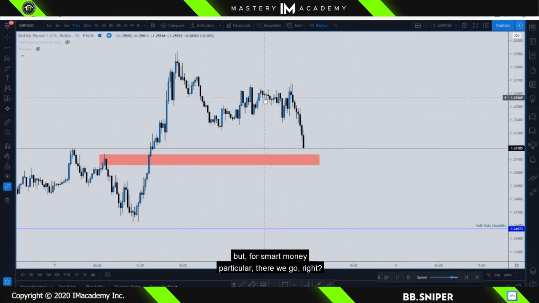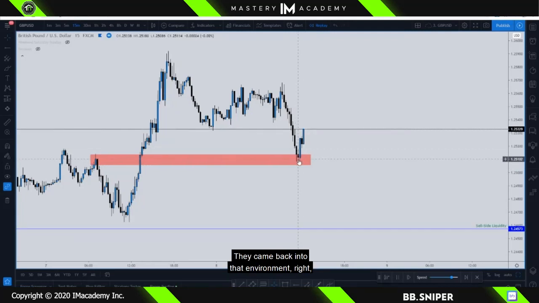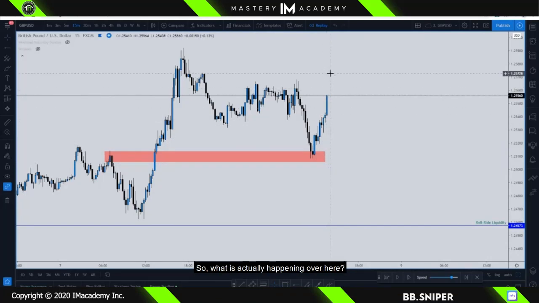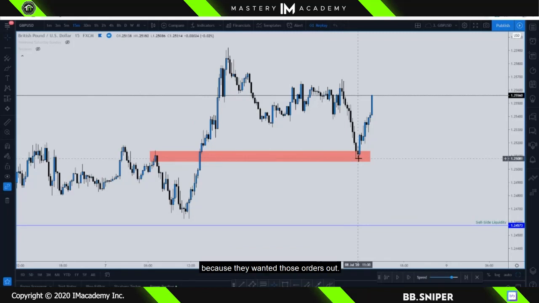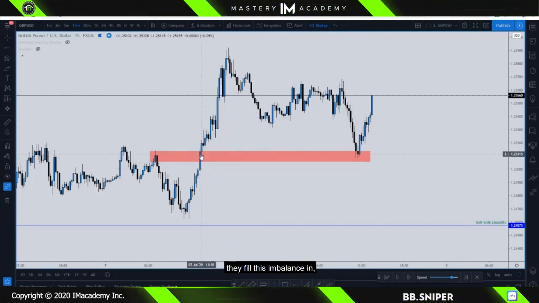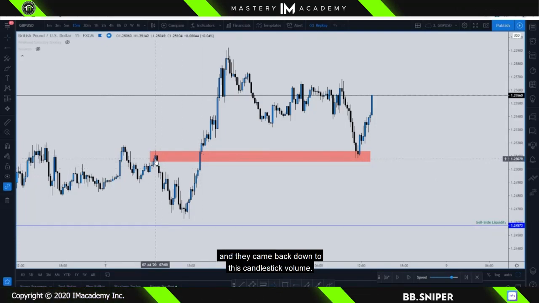They did spend a lot of time holding that drawdown, but for smart money in particular, there we go, right? They came back into that environment, and they're already pushing price higher. So what is actually happening over here? They were coming back down to this environment because they want those orders out. They want those orders closed out because that was literally a burden for smart money going higher. But they use those same orders as a new opportunity. Because they came back down, they captured a lot of liquidity below those lows, they filled this imbalance, not entirely, just a small part of it, and they came back down to this candlestick volume.